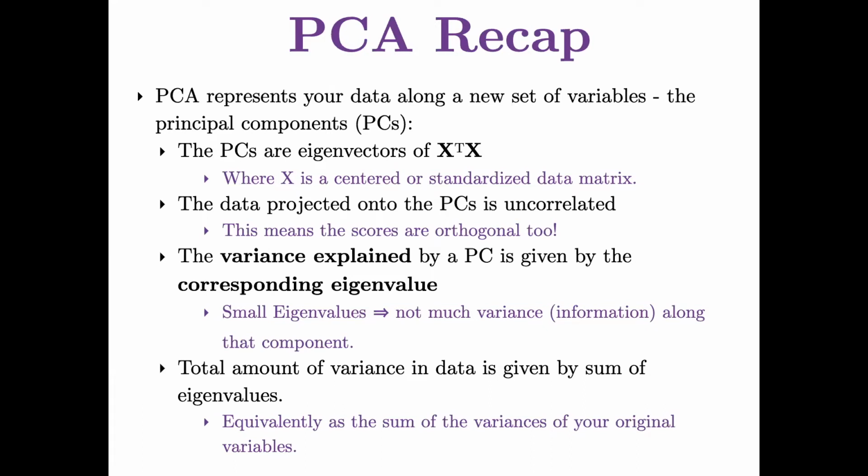The total amount of variance in data is given by the sum of eigenvalues. This is equivalently the sum of the variances of your original variables. So the sum of the eigenvalues is equal to the sum of the variances of original variables.